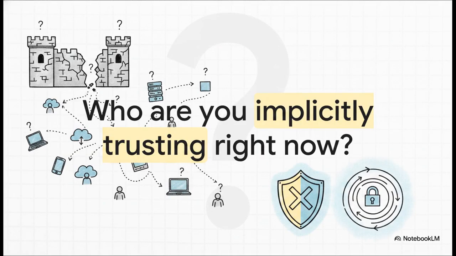As you look at your own infrastructure today, I want to leave you with this final thought to consider about your true level of safety. The walls of the digital castle have fallen. The network perimeter is totally a thing of the past. So, in a world without perimeters, who are you implicitly trusting right now? If you don't have a definitive answer for every single device and user, well, it's probably time to start your transition to zero trust.